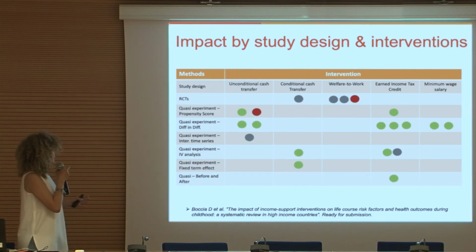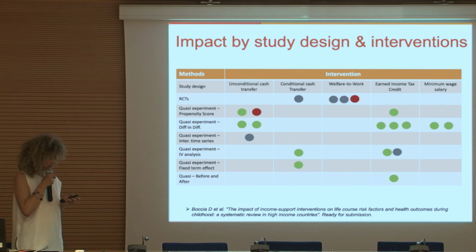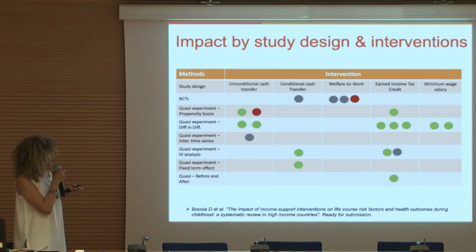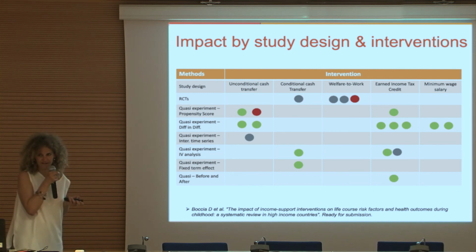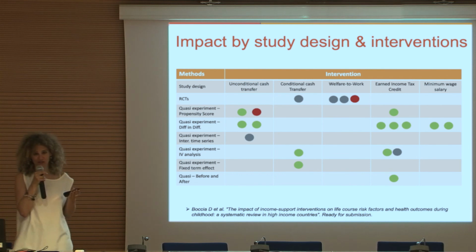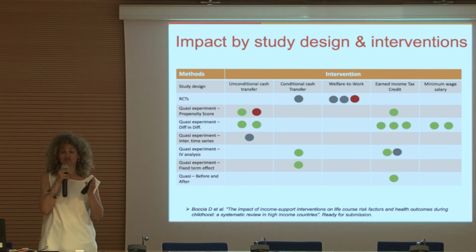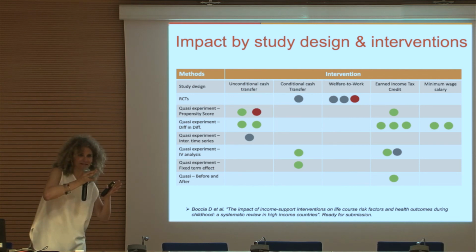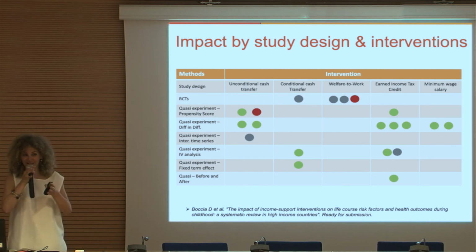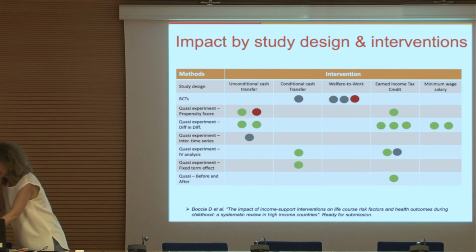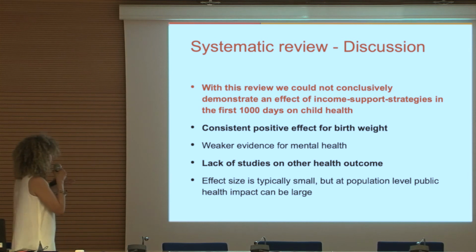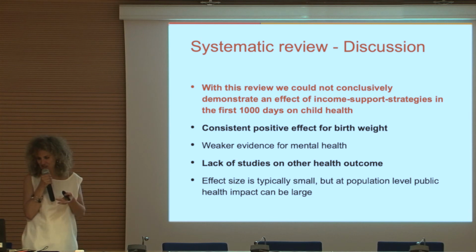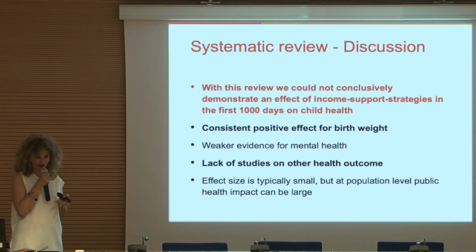This slide shows the impact by study design and intervention, and what we see is that the randomized controlled trial studies show either no effect or negative effect. However, unfortunately, as you might have noticed, there is really little overlap between type of studies, outcome type, and intervention. So it was not really possible with this review to demonstrate an effect of the income support strategies in the first 1,000 days on child health.